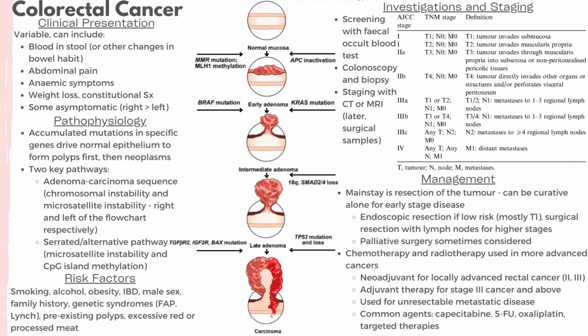Chemotherapy and radiotherapy are generally used in more advanced cancers. These are used as neoadjuvant therapy, that is, before surgery, in locally advanced rectal cancer, so stage 2, stage 3, and as adjuvant therapy, that is, after surgery, in stage 3 cancer and beyond. These therapies are also used systemically in unresectable metastatic disease. Some of the common chemotherapeutic agents that are used include capecitabine, 5-fluorouracil or 5-FU, oxaliplatin, and targeted therapies.